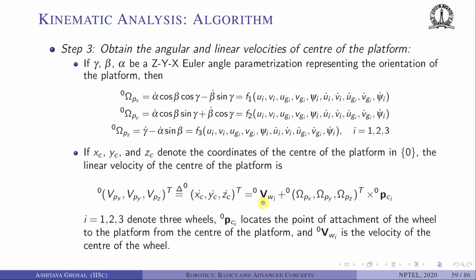Remember, there is a wheel coordinate system for each wheel at the center of the wheel, and into omega cross the distance to the CG of the wheel. Okay, so PCi locates the attachment of the wheel to the platform from the center of the platform, and 0 v omega i is the velocity of the center of the wheel. So Ci is not the CG, it is the location of the point of attachment of the wheel to the platform. Okay, later on we will also need the velocity of the CG and location of the CG. We'll come to that.